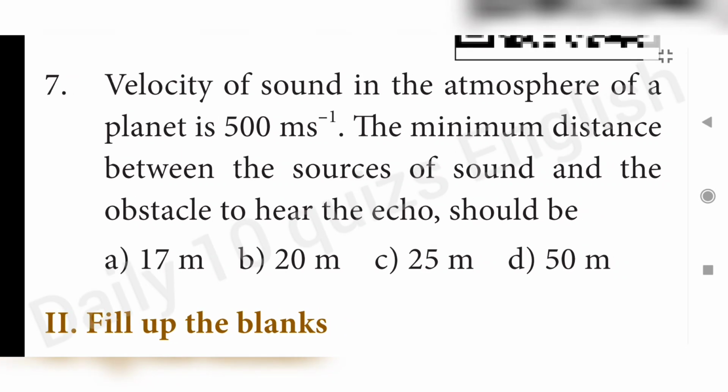Seventh one, velocity of sound in the atmosphere of a planet is 500 meter per second. The minimum distance between the source of sound and the obstacle to hear the echo should be dash. Answer: the minimum distance should be option C, 25 meter.